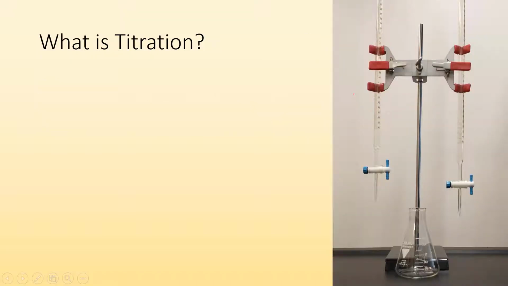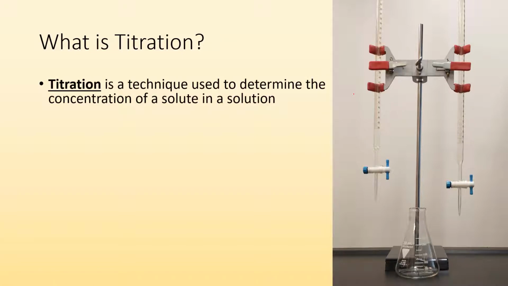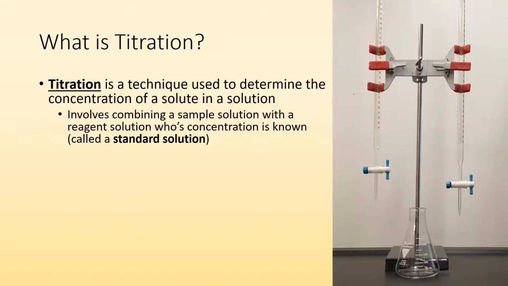All right. So what is titration? Let's start there. What's this big new word? Titration is a technique used to determine the concentration of a solute in a solution. So for example, we have a solution of HCl. We don't know what its concentration is. Titration can help you figure that out. It involves combining a sample solution with a reagent solution whose concentration is known. We call this the standard solution.